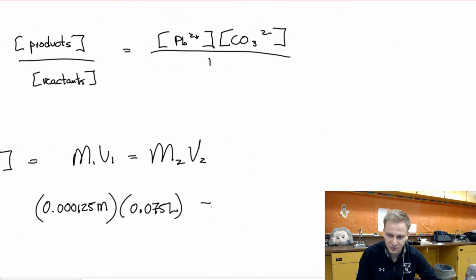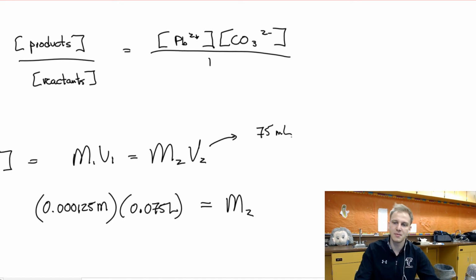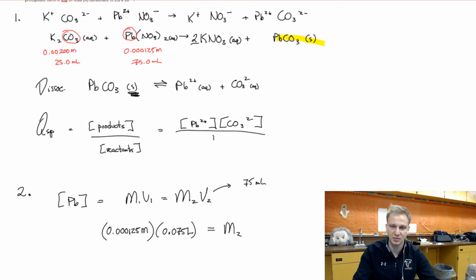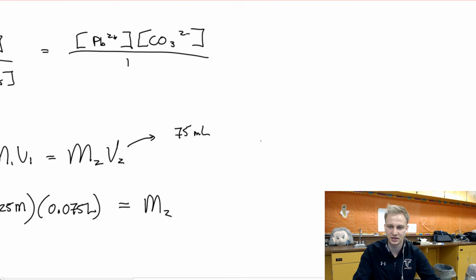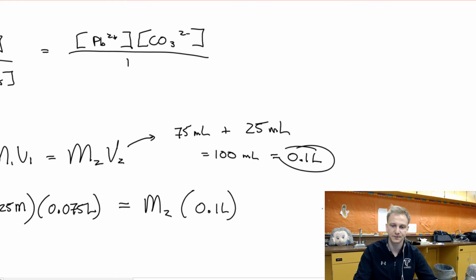Now, we might get stuck at this point and say, well, we wanted to calculate the M2, and we don't actually have a V2, but in fact we do. We're adding two different volumes together: the 75 milliliters from this PbNO3 solution and 25 milliliters from the other solution. And so we end up getting 100 milliliters, which is also equal to 0.1 liters. So we actually do have our final volume. That's our V2 there.